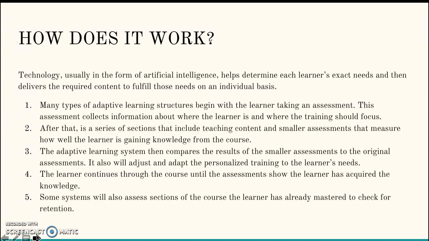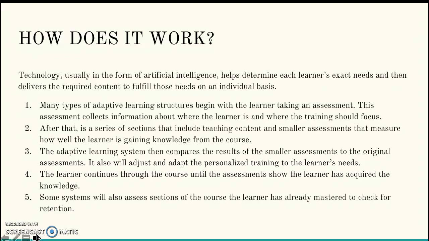Adaptive learning uses technology, usually in the form of artificial intelligence, to determine each learner's exact needs, and then delivers the required content to fulfill those needs on an individual basis. First, the process typically starts with the learner taking an assessment. This assessment collects information about where the learner is and where the training should focus.